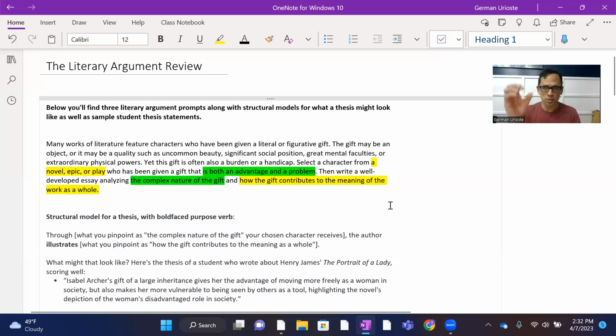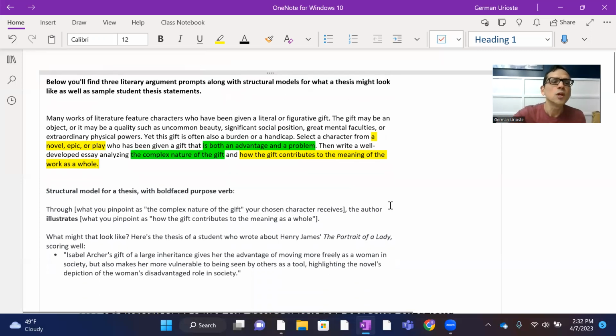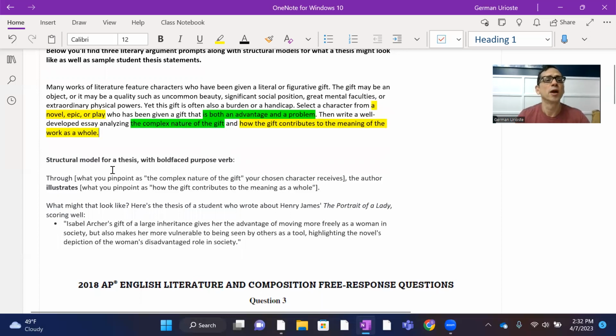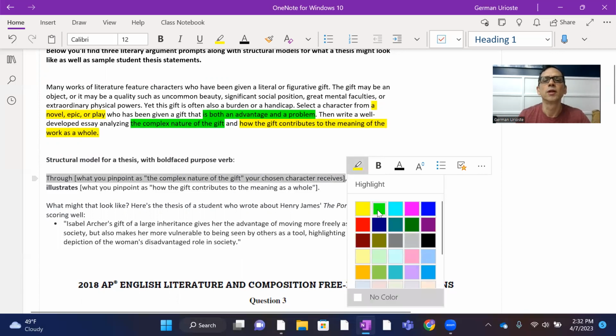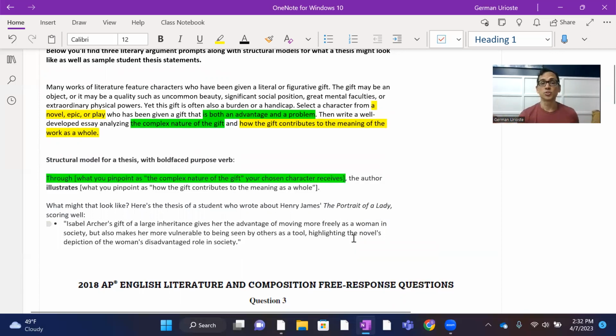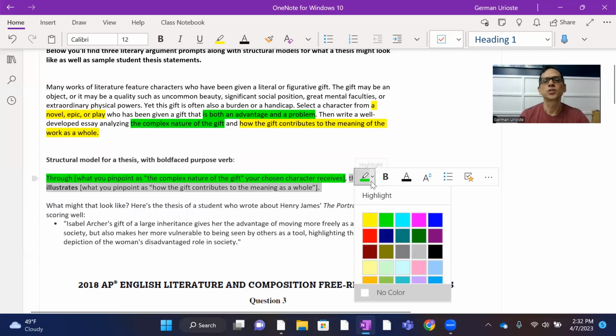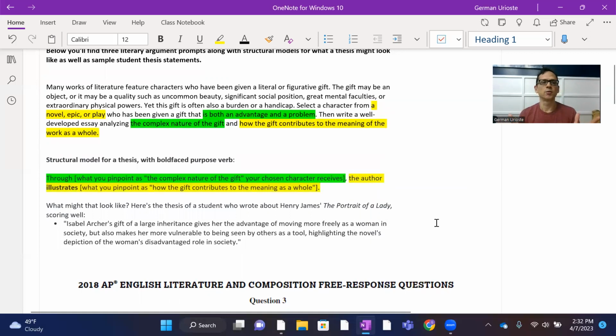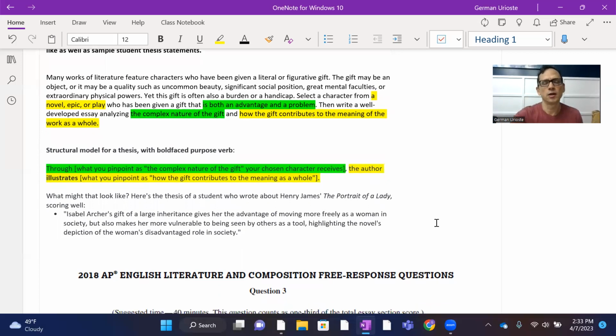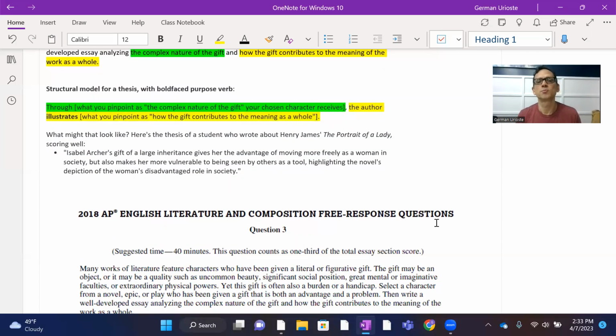So once you have chosen the book you're going to write on, here's a structural model for a thesis through whatever it is you consider, right, the complex nature of the gift that your chosen character receives. The author illustrates this claim, whatever it is that you articulate, right? So what does a good thesis look like in specific, right? Here is someone who did well on this prompt, writing about Henry James' Portrait of a Lady, which I doubt you've read. Doesn't matter. This student has read it.